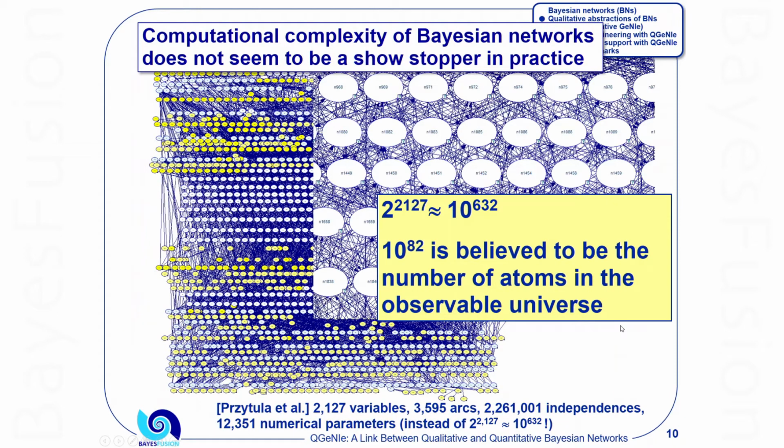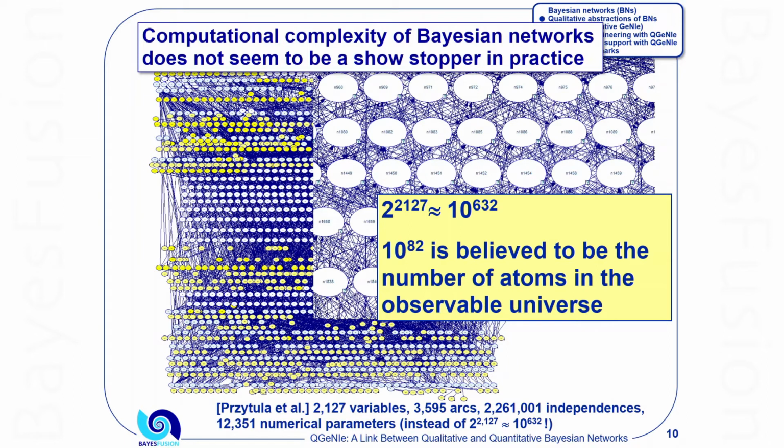And the second thing is computational complexity. It is, as I mentioned, worst case NP hard. But we have huge models that are calculating very quickly. This model, which looks like a spaghetti, can be updated in a fraction of a second. It's a practical model for the diagnosis of diesel locomotives, and it can be updated very quickly.